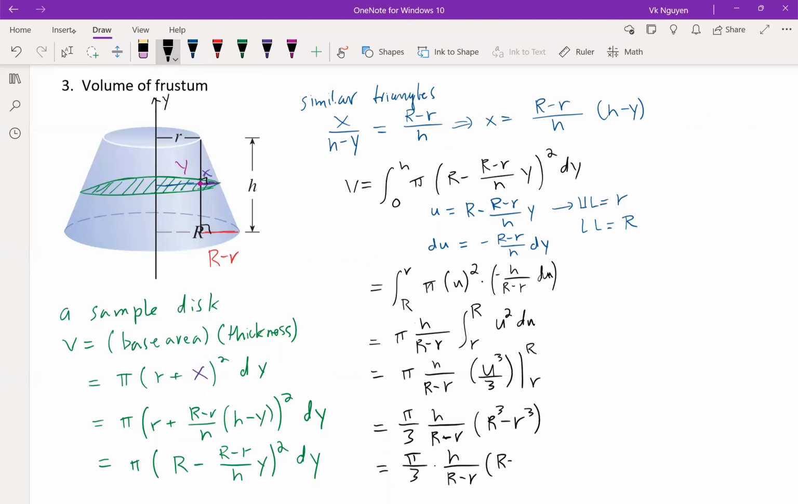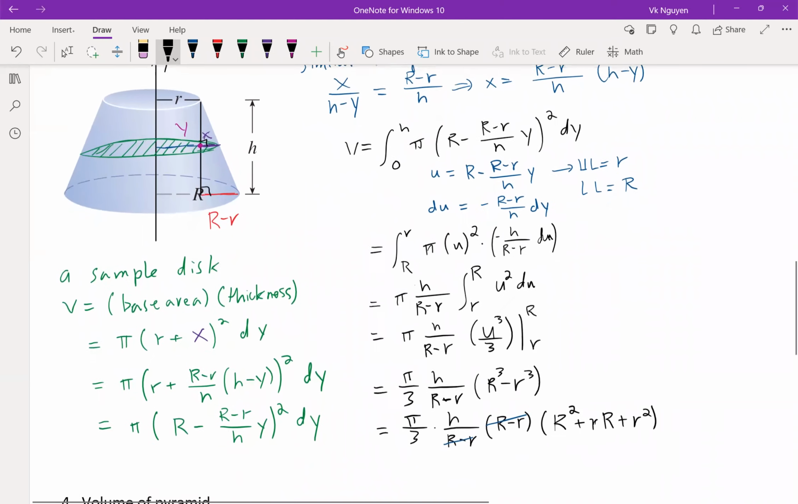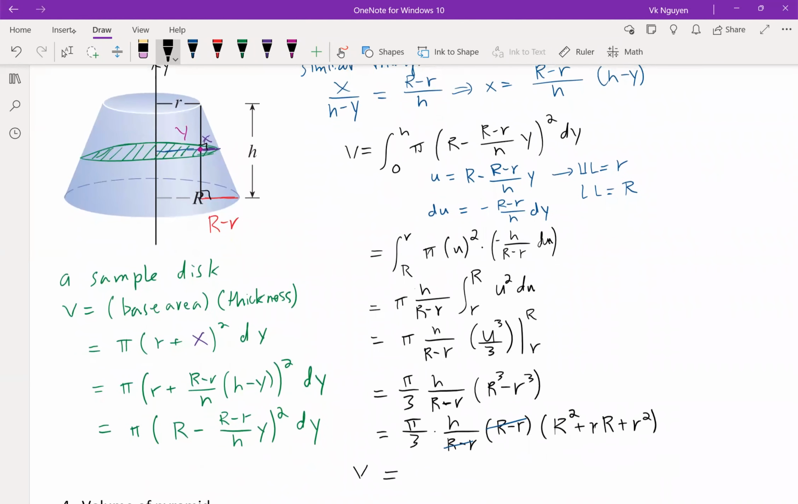Oh, we got to factor this out, so pi over 3 times h over the bigger r minus the smaller r. This factor will be the bigger r minus the smaller r times the bigger r squared plus the bigger r times the smaller r plus the small r square. Do the cancellation, and ta-da! What we have next is the volume of the frustum. Pi over 3 h, the bigger r square plus the smaller r times the bigger r plus the smaller r square. Pretty cool, huh?